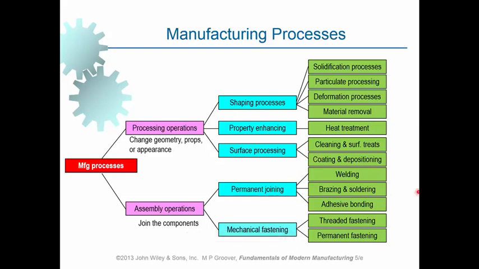Welding, brazing, and soldering, and also sometimes we make use of adhesive bonding in order to join material parts to one another. And also we can make use of mechanical fastening operations that include use of threaded fastening and also permanent fastening operations in order to make that happen.